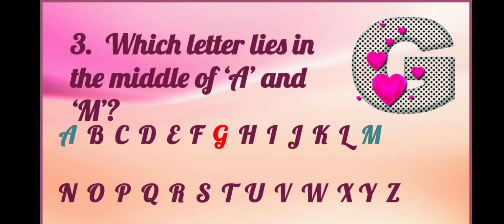Now the next one: which letter lies in the middle of A and M? We write all the letters, and I highlight A and M. When we count from the A side, 1, 2, 3, 4, 5, 6, the G will come. And if we count from the M side, it will also come at the 6th number. So G is the correct answer.